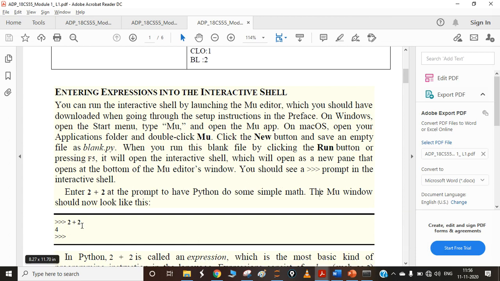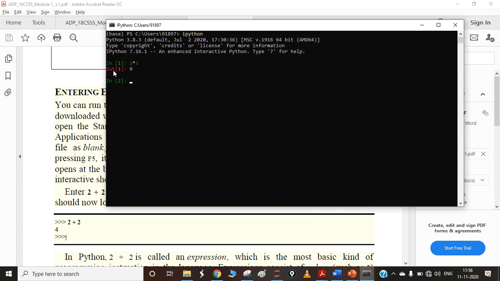Here also the same thing, 2 plus 2, we have got 4. This prompt represents that the interpreter is expecting some input from the user. Here also we have observed the same thing. This is the advanced version. In the old version we get the prompt of three greater than symbols. That means the interpreter is expecting some input from the user. This is the advanced version compared to this one. So now the interpreter is expecting some input from the user, and whatever instruction you give, the corresponding output it is going to give.